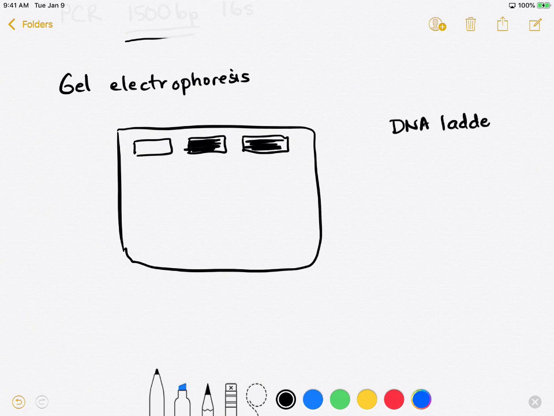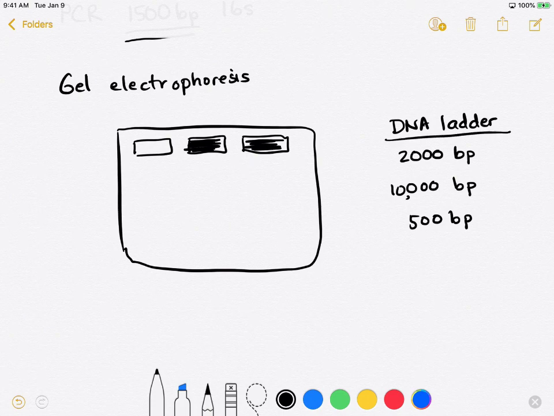DNA ladders are produced by companies so that they will have DNA of very particular sizes. For instance, it might have a 2,000 base pair piece of DNA in there, as well as a 10,000 base pair piece of DNA, along with a 500 base pair piece of DNA. And you'll know the sizes that are in your ladder. We also loaded that to the gel.